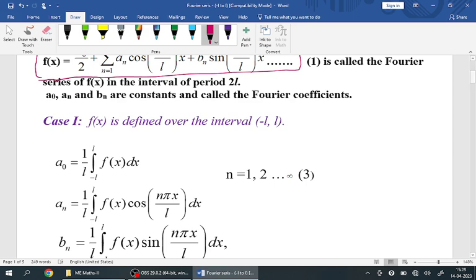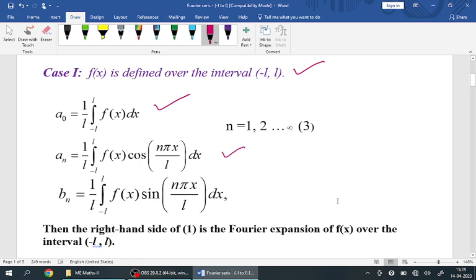For the interval minus L to L, a0 is given by 1 by L integration from minus L to L of f(x) dx. This is the first Fourier coefficient, a0. Then an is 1 by L integration from minus L to L of f(x) cos n pi x upon L dx, and bn is 1 by L integration from minus L to L of f(x) sin n pi x upon L dx.